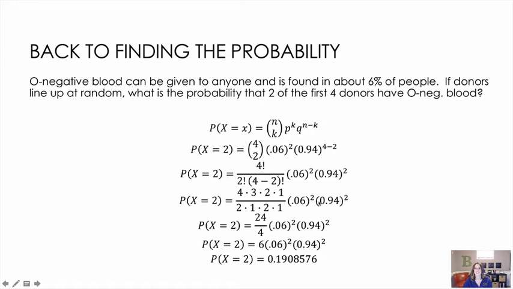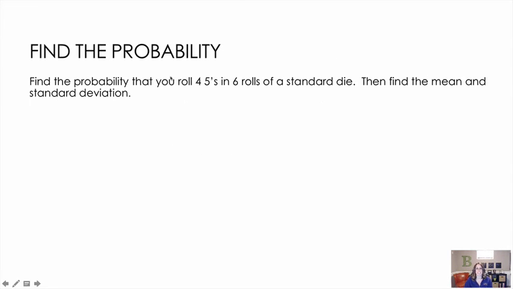Let's try one that we haven't done already. We're trying to find the probability that I roll 4 5s in 6 rolls of a standard die. So that's a lot of numbers. I've got 4, I've got 5, I've got 6, only 2 of them matter. 5s does not. So the 5s is just telling me that, hey, that's what I'm going to use to determine my probability. So the probability of a 5 is 1/6. Okay, the probability of not 5 is 5/6.